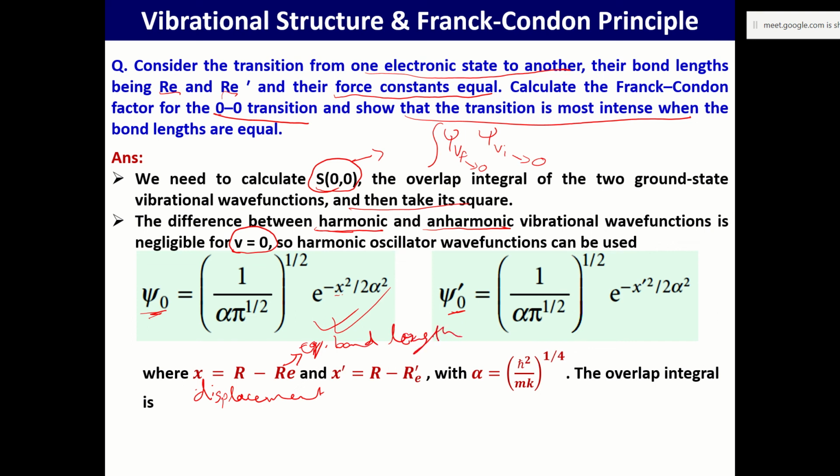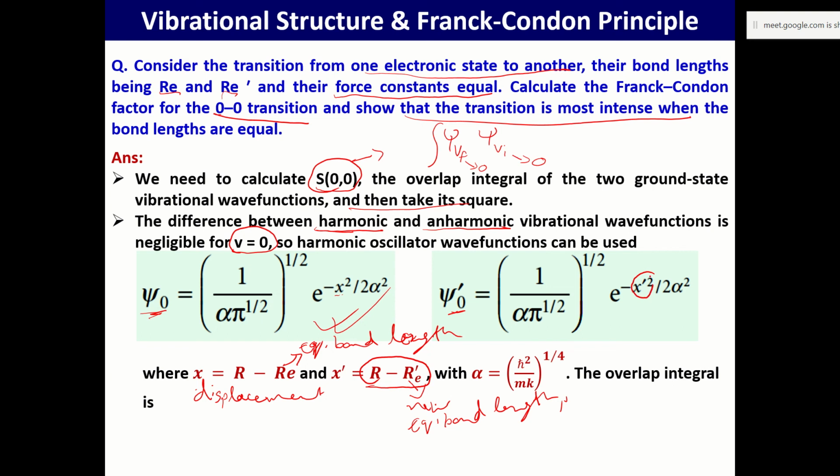So the distance between the two nuclei when they are at the equilibrium position of the vibration, that is called the displacement. X prime is the displacement when the vibration is taking place in the electronically excited state. So you have a new Re prime. This is a new equilibrium bond length in the excited state. And with this understanding, we can compare.